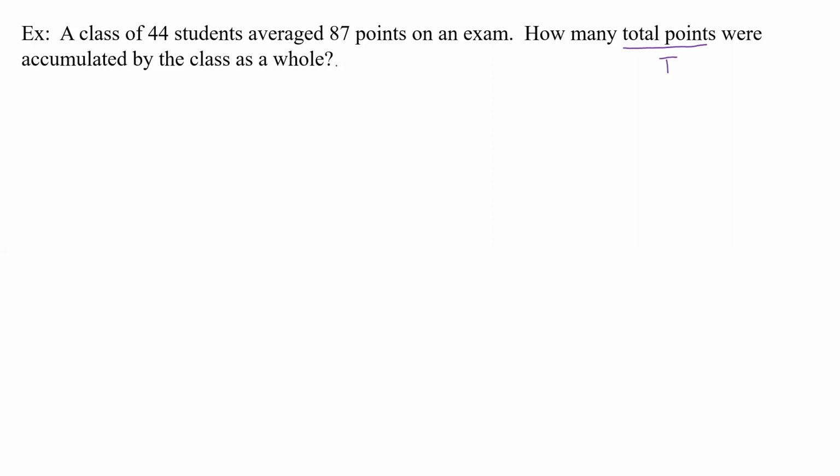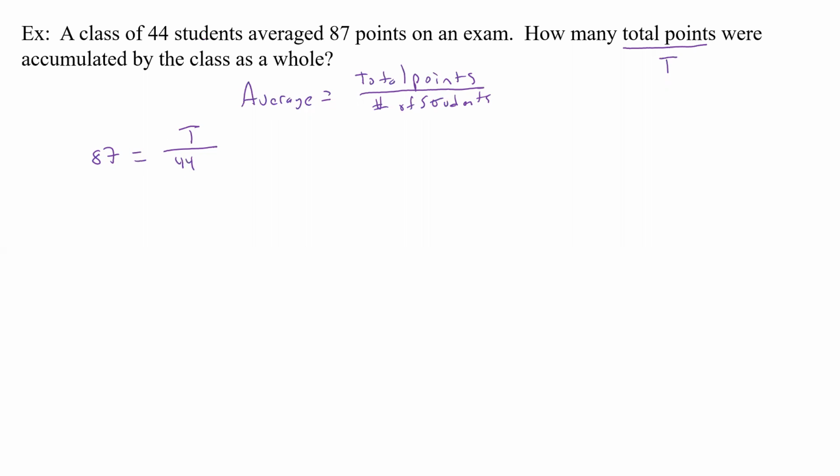So what do we do to find averages? Remember, the average is equal to the total, maybe in this case, since it's already labeled as points, we'll take total points divided by number of students. Okay, and that should give us our average. Well, how do we find that? Well, we plug in what we know. We know the average is 87. Total points, well, that's what we're asked to find. So we'll call that T like we said. And that's divided by the number of students, that's 44.